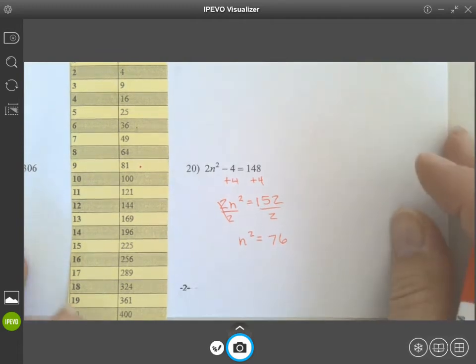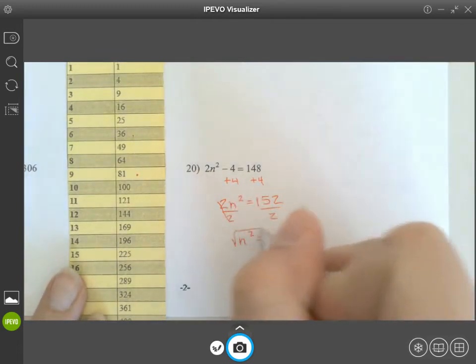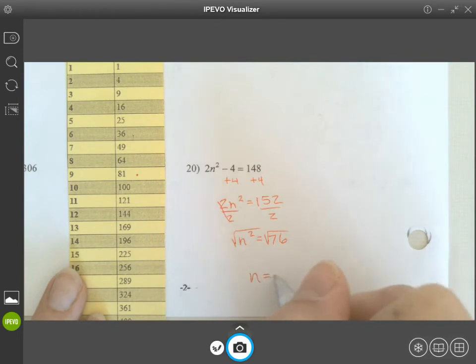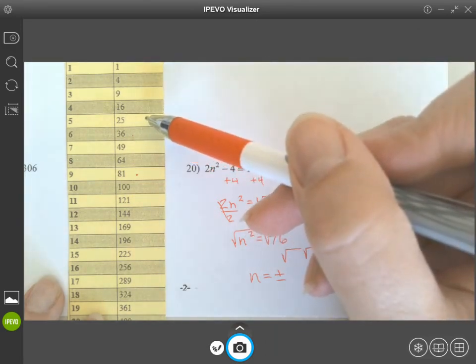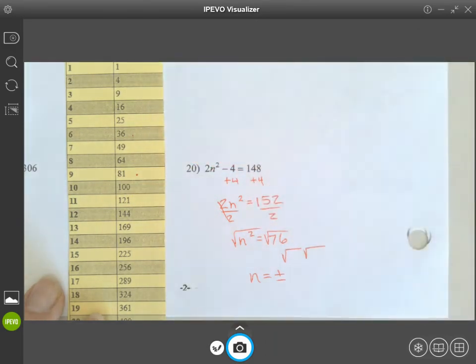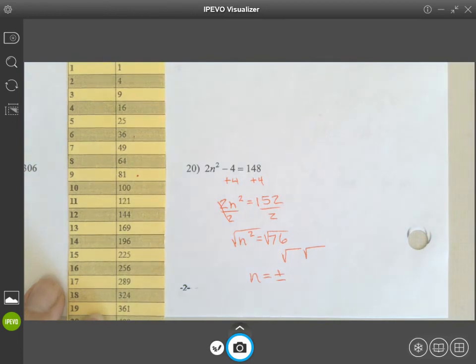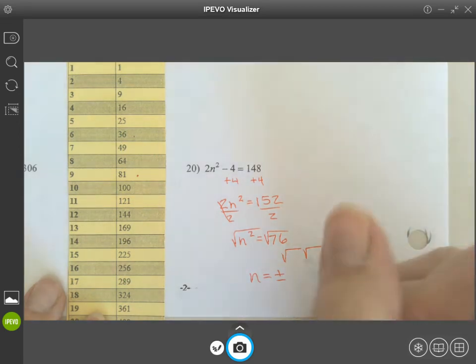Okay, 76 is not on my perfect square list. So when I go to take the square root, here's my n equals plus or minus, but I need to break down the 76. So half of 76 is 38. Okay, so 36 does not go in, 25 doesn't, does 16 go in? How about 4 or 9? I don't think 9 goes in. 4 does? Okay.